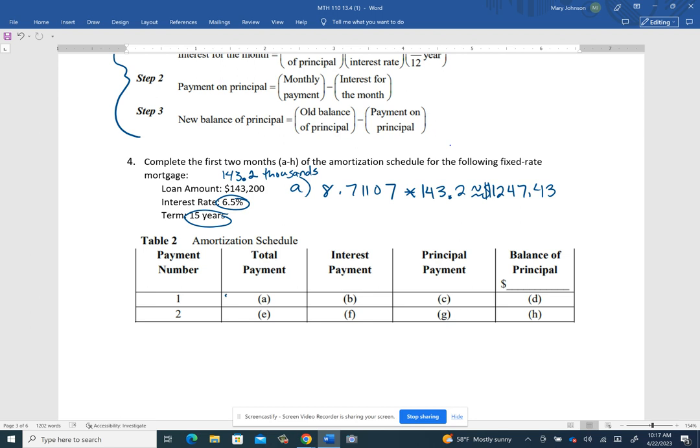I'm going to try to put those in here where you can see them. $1,247.43. That's also going to be E. That's the payment every single time. This is a fixed rate mortgage. Your monthly payment is going to be that.